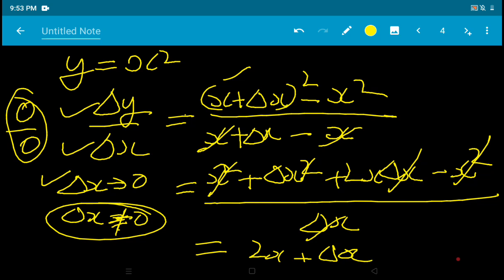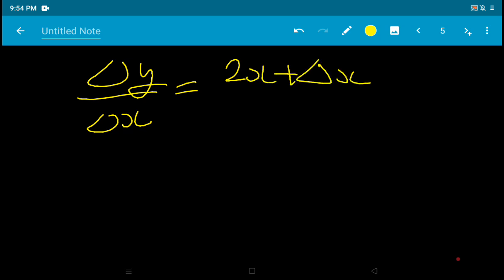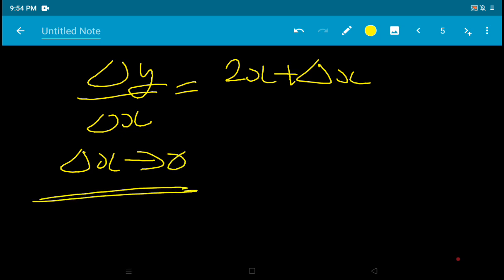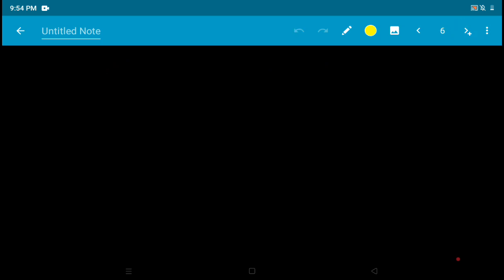So our delta y by delta x will be 2x plus delta x. And what would happen if delta x approaches 0? If delta x approaches 0, then delta y by delta x will approach 2x, and this is how we get the instantaneous rate. We can check it by plotting the function and plotting the points here.